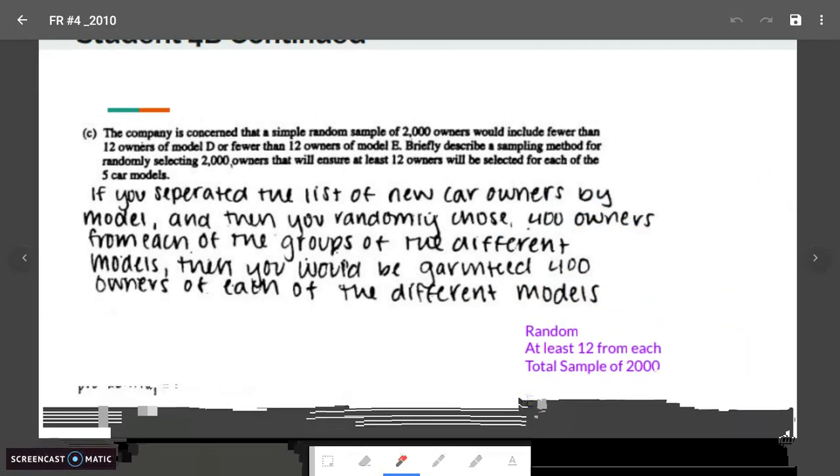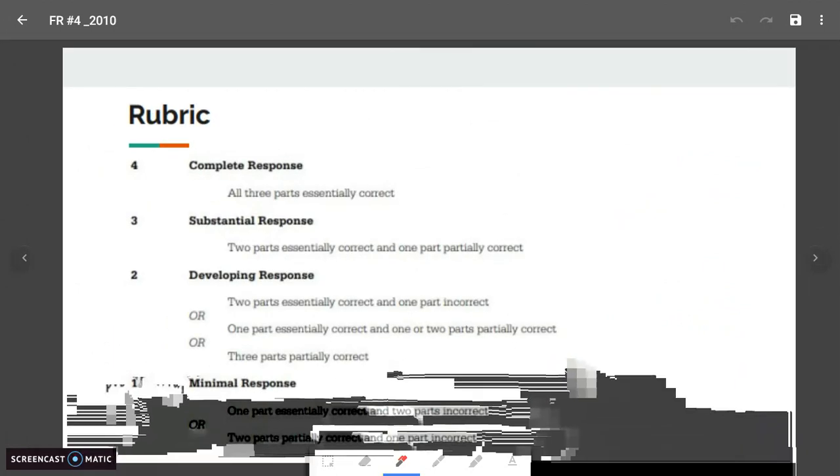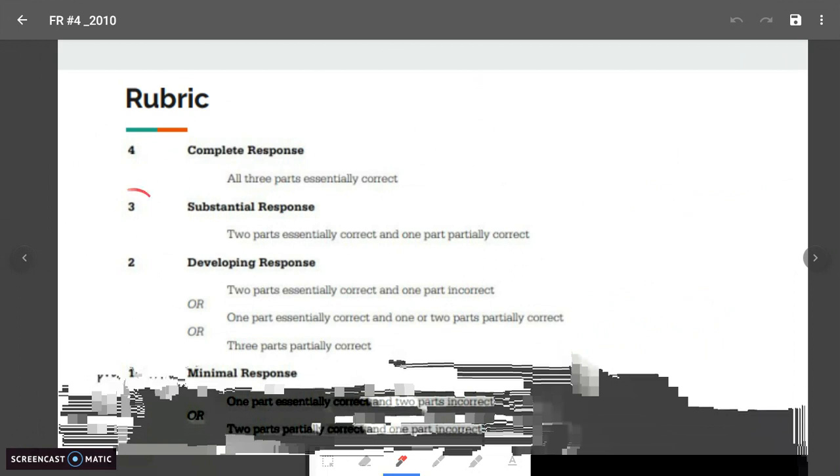And if you separated the list of the new cars by the model and then you randomly choose 400 owners from each of the groups, then that guarantees 400 owners of each of the different models. So we know 2,000 total. It says random. It has at least 12 from each. So we got an E. So we're looking at an EPE here. So that would have been 3.